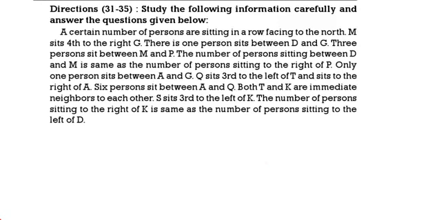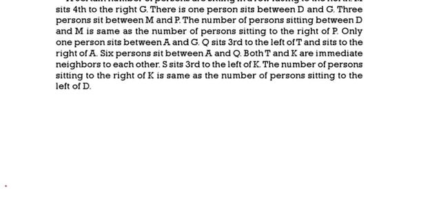Q is sitting third to the left of T and is to the right of A. Six persons are there between A and Q. Both T and K are immediate neighbors. S is third to the left of K. The number of persons sitting to the right of K is the same as the number of persons sitting to the left of D. Now this is one puzzle.